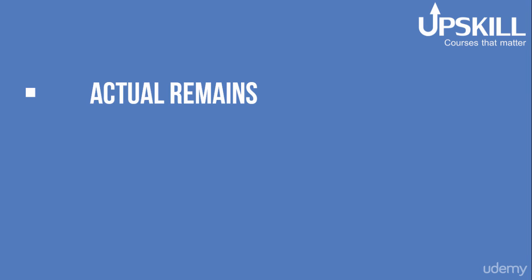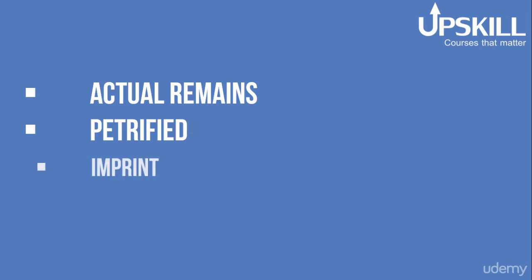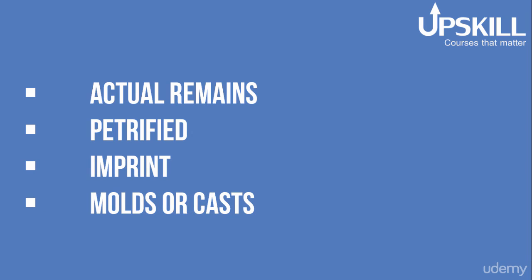Let us suppose that you have to memorize the names of 4 kinds of fossils for your geology class. 1. Actual remains. 2. Petrified. 3. Imprint. And 4. Molds or casts.